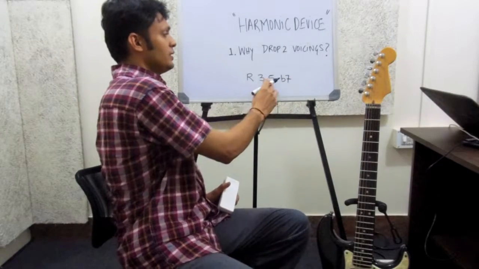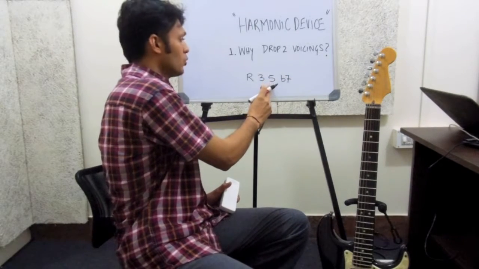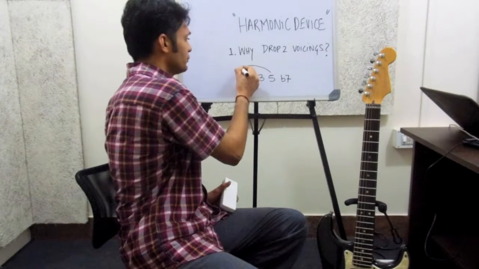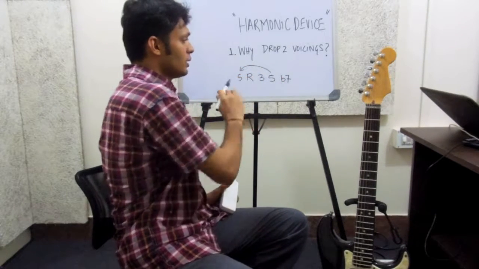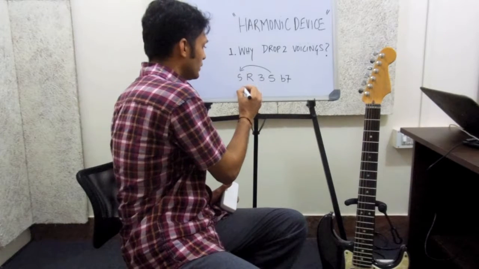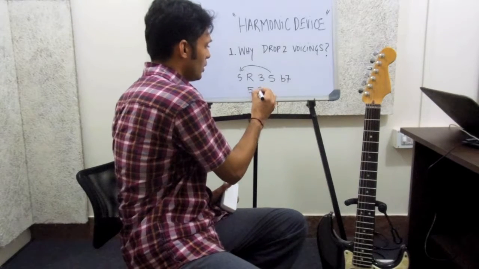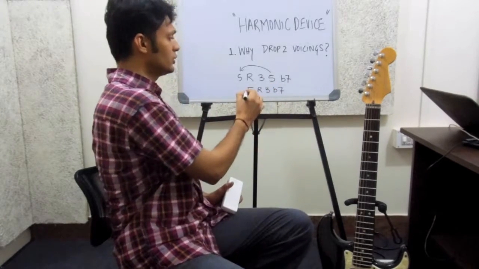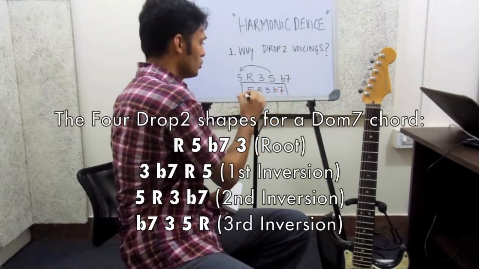Now if I take the second highest pitched note, which is the 5th out here, and drop it down by an octave so that it appears here, the rearranged chord would look something like this. 5, R, 3, flat 7. Now this is what is called a drop 2 voicing.